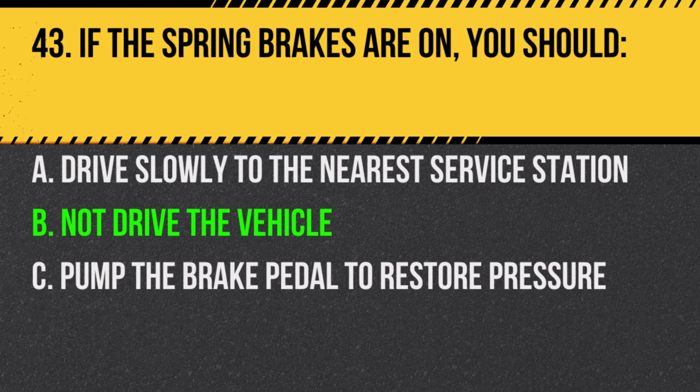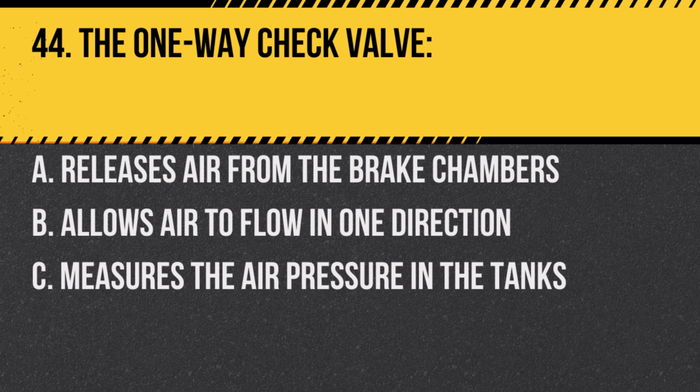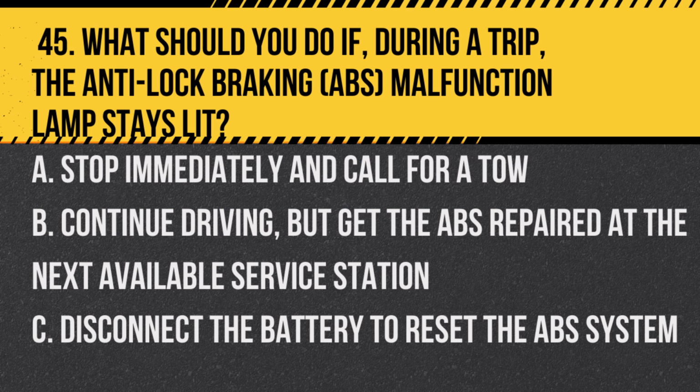Answer B. Not drive the vehicle. It's unsafe and can cause damage. Question 44. The one-way check valve. A. Releases air from the brake chambers. B. Allows air to flow in one direction. C. Measures the air pressure in the tanks. Answer B. Allows air to flow in one direction. It prevents backflow.